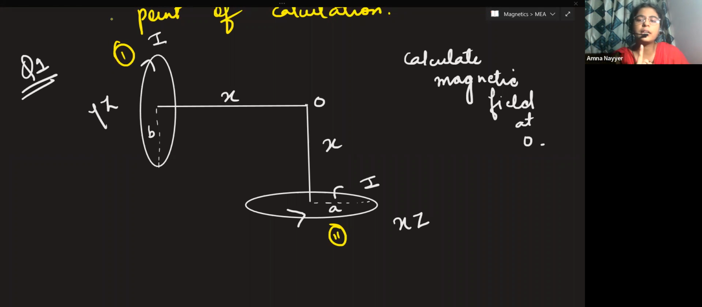This is the direction of current in the second one. Current is flowing in this direction. Like this. This is the loop. This is XY plane, this is YZ plane, this is ZX plane. This is the direction of current. What should be the unit vector for the direction of magnetic field? Yes, Neha, Khalid, Salman.